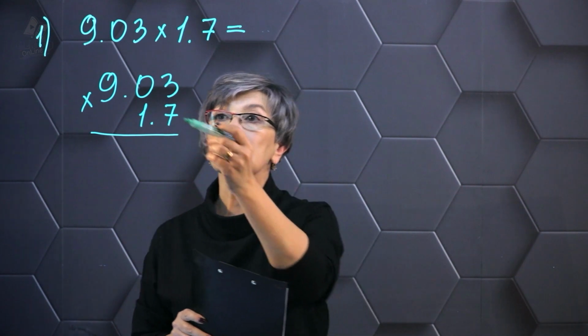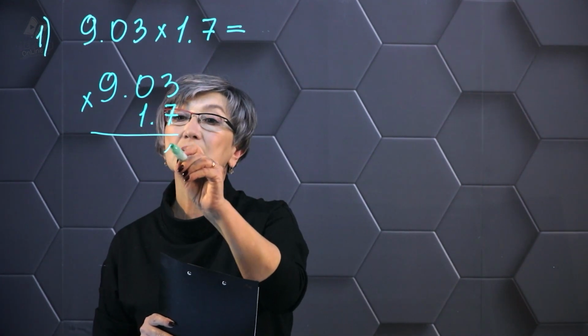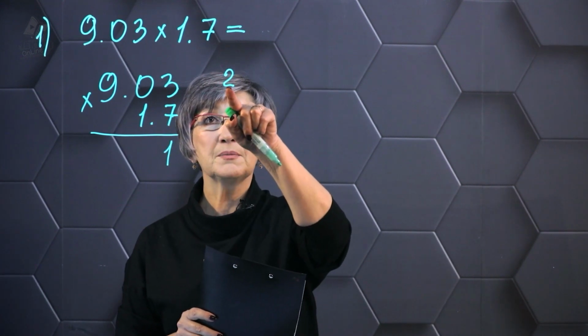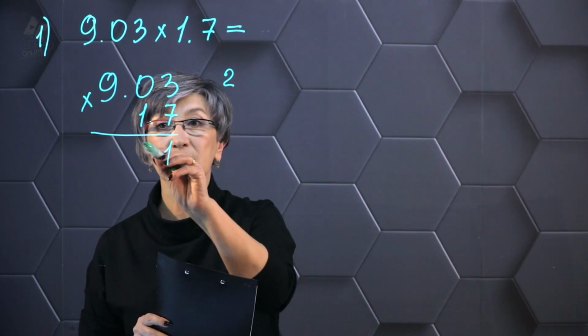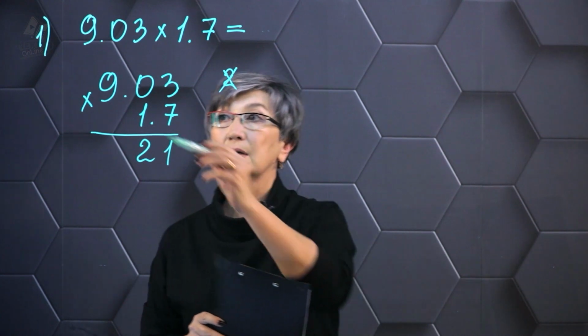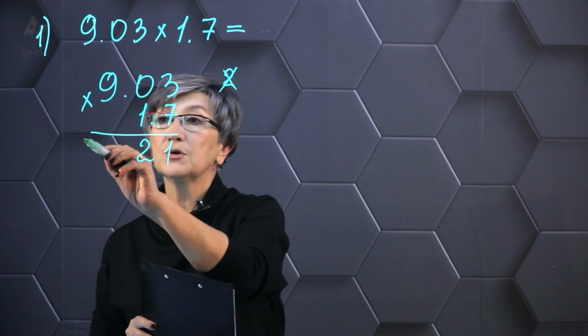Now we start multiplying. 7 I multiply by 3, that's 21. 1 I write down, 2 I memorize. 7 I multiply by 0, that's 0. But I memorize 2, so 0 plus 2, that would be 2. 7 times 9, that would be 63. Next, we have no numbers to multiply by, so I write down 63.